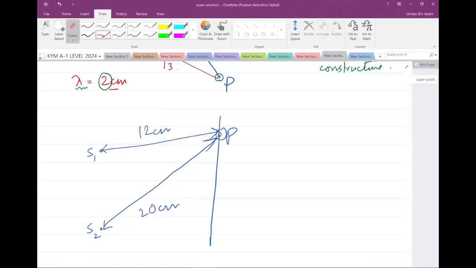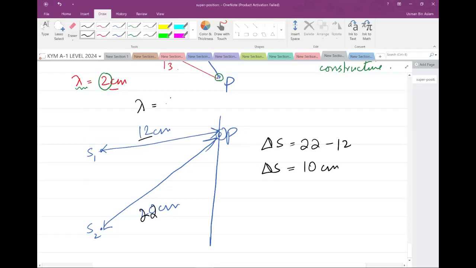Let's say the path difference was, here it was 12 and here it was 22. So now the path difference is going to be 22 minus the 12. That is going to be 10 centimeter. What if I tell you that the wavelength in this case was 4 centimeter? So inside 10, you can see there will be 2.5 of a wavelength. 10 divided by 4 is going to give you 2.5 wavelengths.